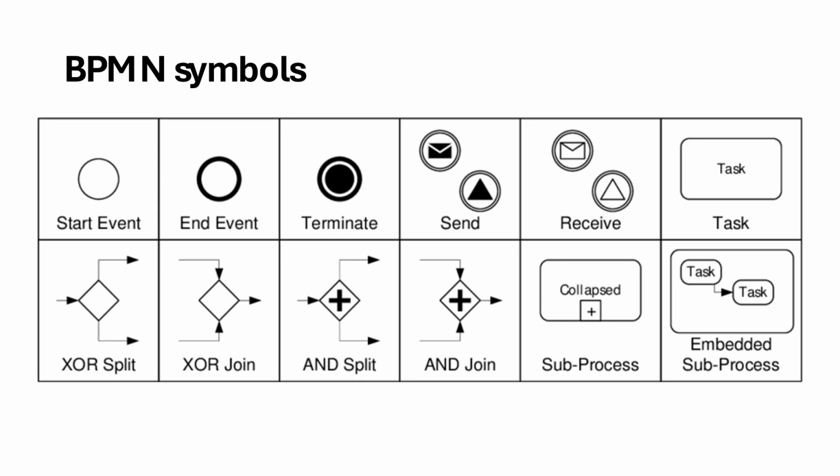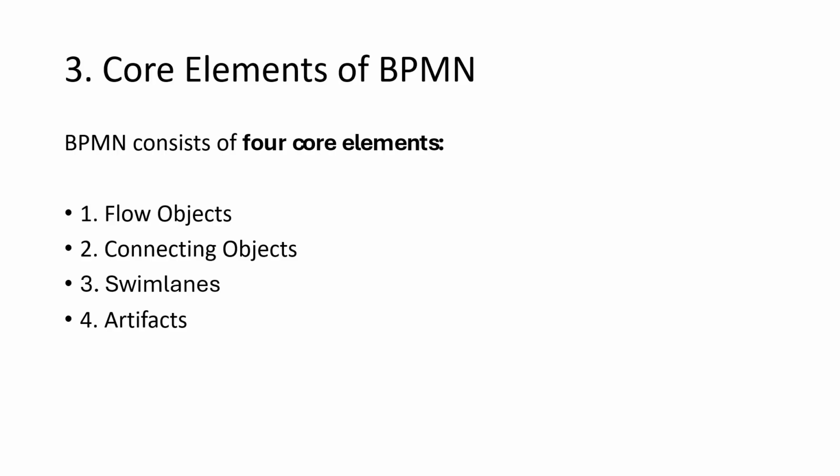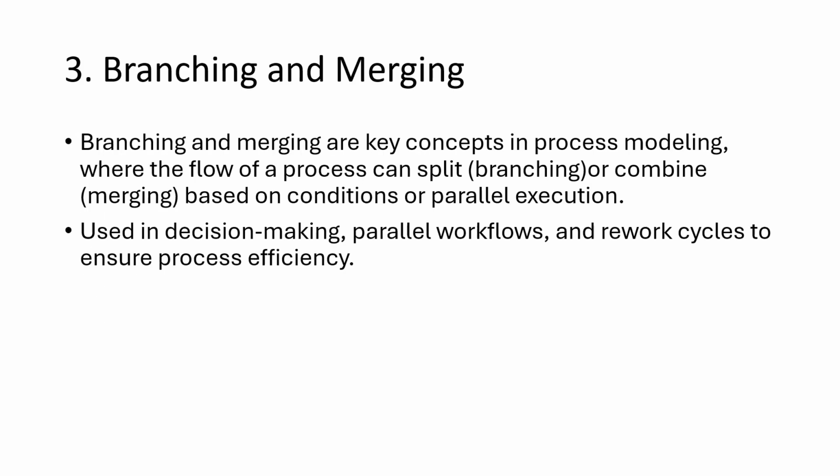And here are a few symbols of business process modeling notation. Since there are hundreds of different designs, these are the very basic and common symbols that we use in our normal BPMN diagrams. The core elements of BPMN. BPMN consists of 4 core elements, which are flow objects, connecting objects, swim lanes, and artifacts.